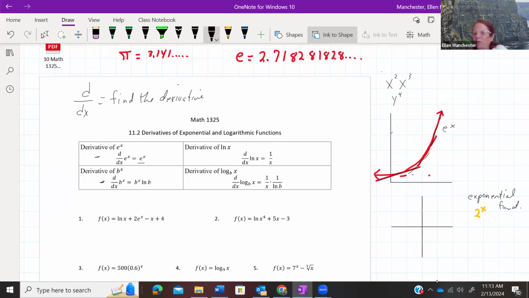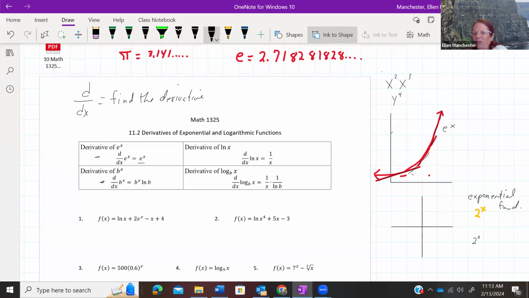Remember the first week of class, we talked about doubling, when things double. I said if I gave you $1 on day 1, and I doubled it every day, how much would we have at the end of 30 days? And it was like $1.5 million. So that's what the exponential function does.